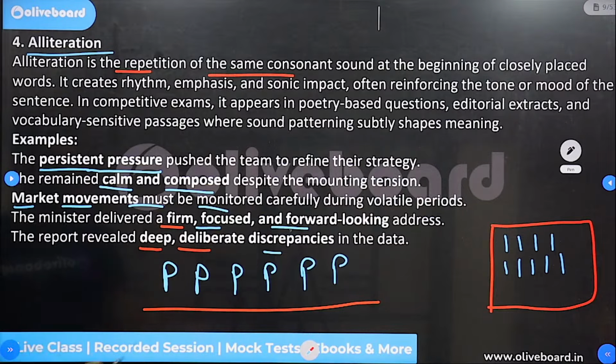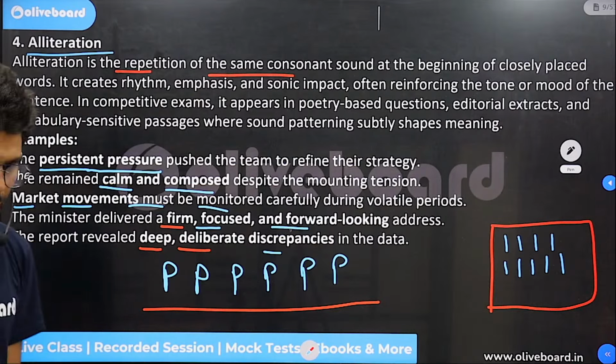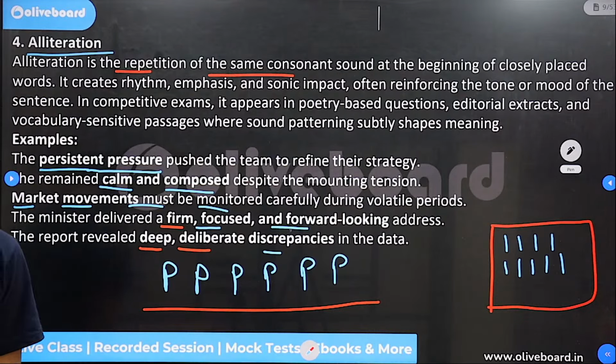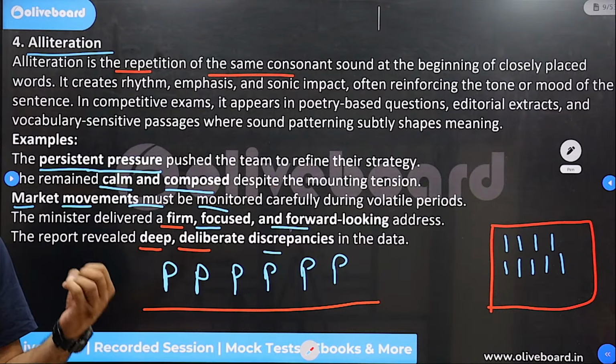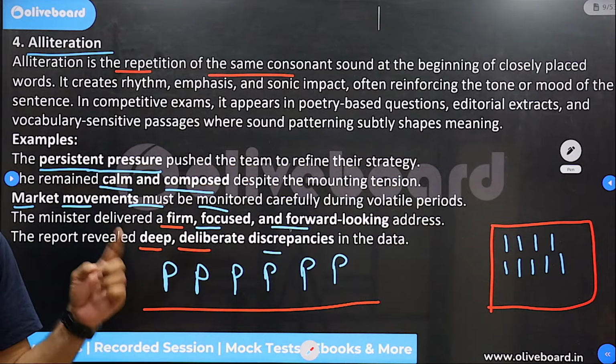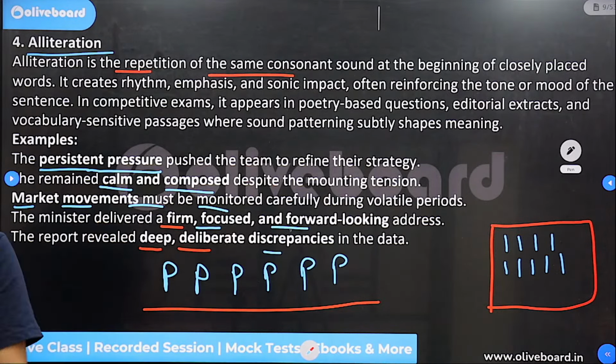Sometimes, or most of the times, it creates rhythm, emphasis, sound impact. Those who understand Sanskrit, Lord Shiva: Prachandam, Prakashtam, Pragallam, Paresham. P, P, P, P. Alliteration.